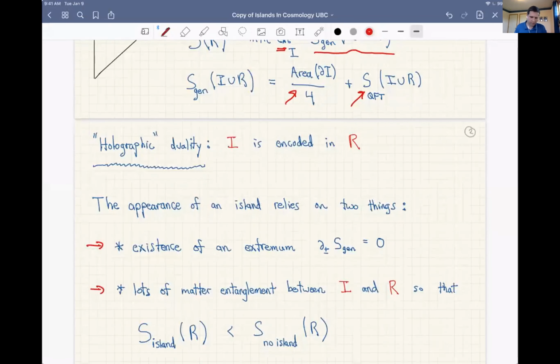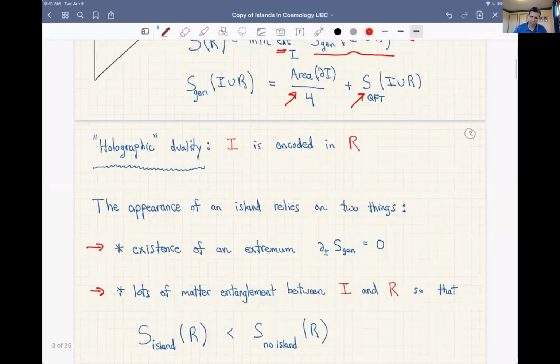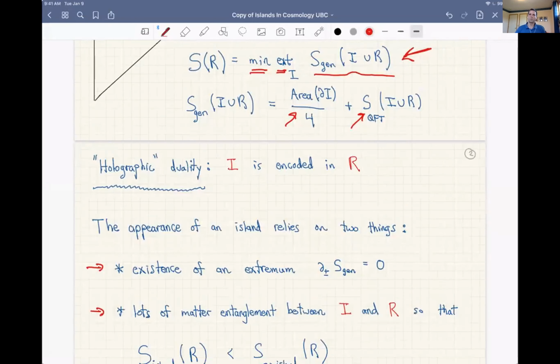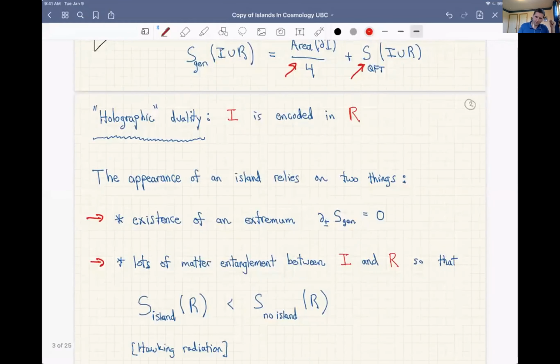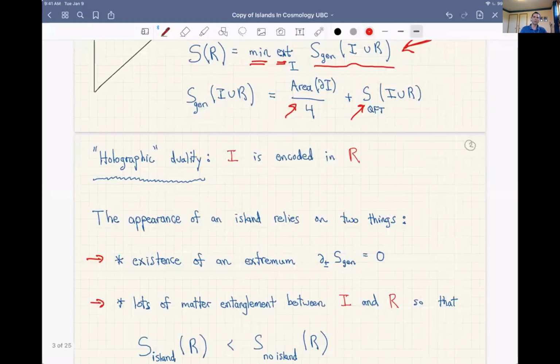The second crucial thing to get this effect is that there has to be lots of matter entanglement between region I and region R. The reason for that is that we always have the option of not including an island at all. This goes in the formula, because of this minimum. What we're supposed to do is to consider all possible extrema and then pick the one with the smallest entropy. So we can always just pick the nothing island on the right here. If we want to get a non-trivial island, then we need it to dominate the entropy. In other words, we need the entropy involving an island to be less than the entropy calculated without the island. In the derivation of the island rule, this comes down to calculating contributions to the Euclidean path integral and picking the one that dominates in the Euclidean path integral, which is the one with smallest entropy.